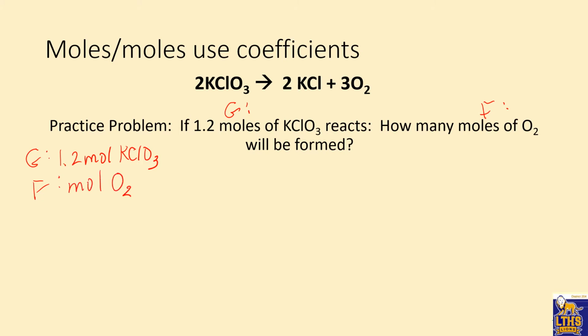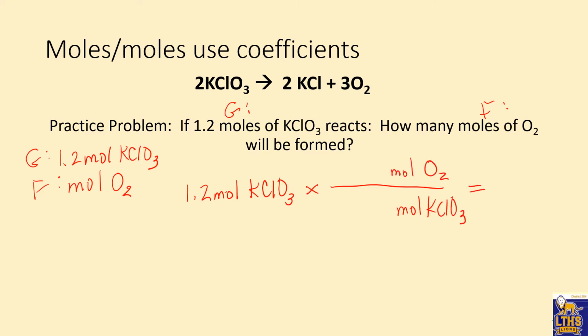All right, so it's moles of one kind to moles of another, so I can use the coefficients. 1.2 moles, write down your given, and we're going to multiply by a mole ratio. So moles of KClO3 go on the bottom because I want to get rid of it. Moles of oxygen go on the top. I'm changing one kind of mole into another. Where do I get those numbers? If it's moles to moles, go get the coefficients.